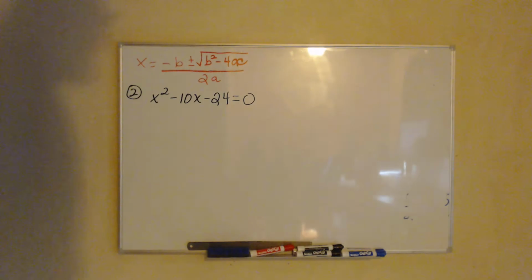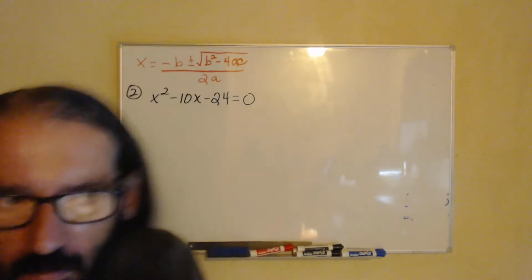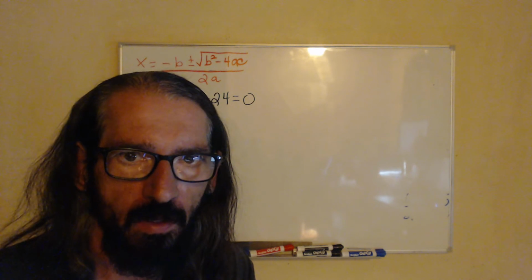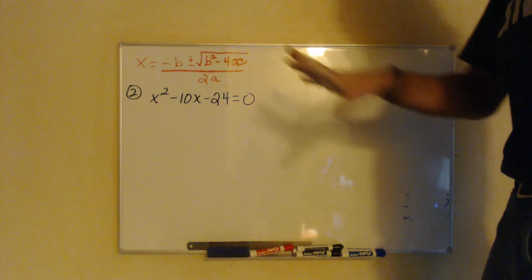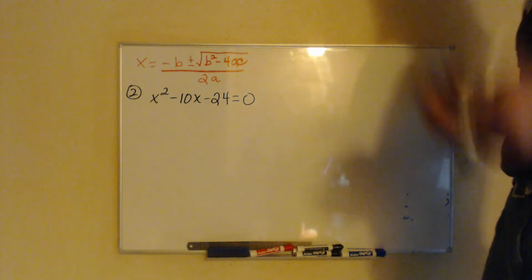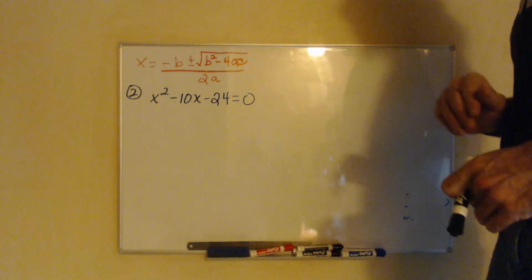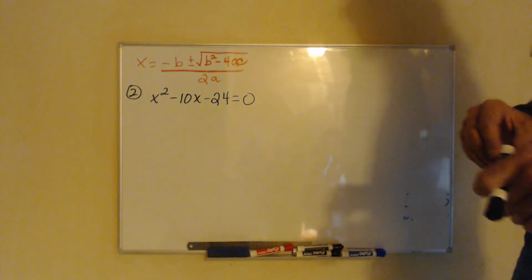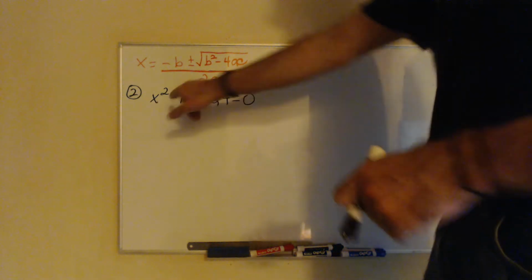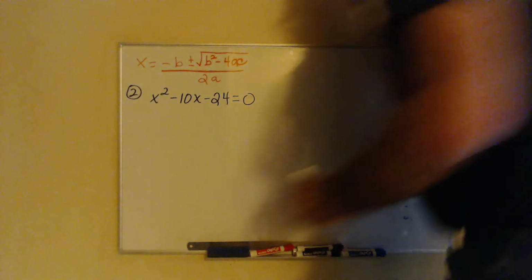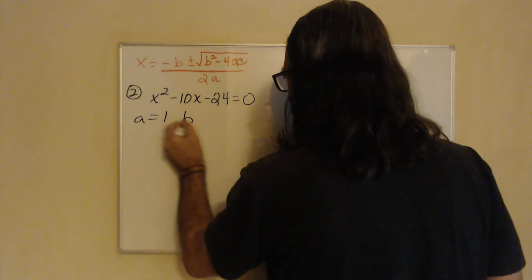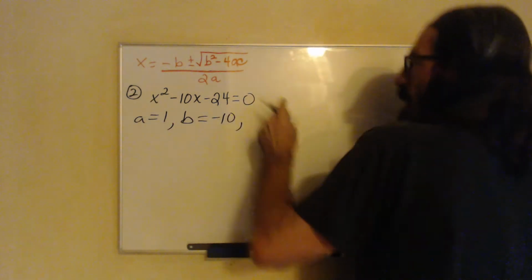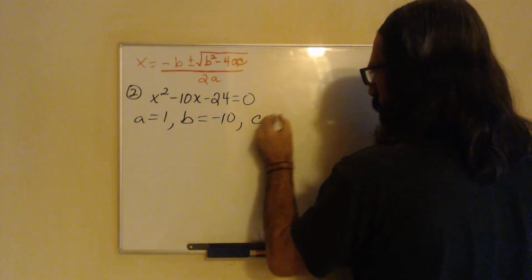Now for our second example of solving a quadratic equation by the quadratic formula. This one also has the equation starting out in standard form, and we have a 1x squared. Something that is different though is that we have a negative coefficient for b. a is 1 again, b is negative 10, and another thing that's different is c is negative 24.